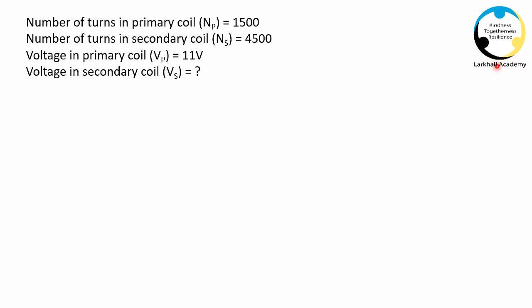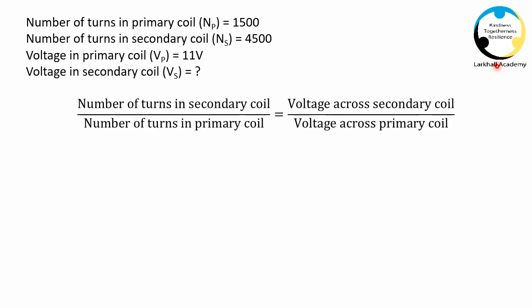First step, to get our first mark, is to write out an equation. It's as simple as that, and this is the easiest mark you can always get. If you copy out that equation, you get yourself a mark. Dead easy. So the number of turns in the secondary coil divided by the number of turns in the primary coil is equal to the voltage across the secondary coil divided by the voltage across the primary coil.